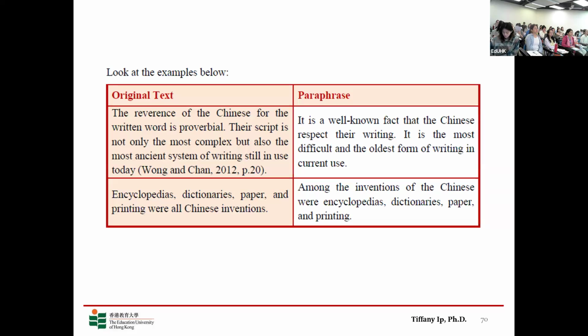So you need to say Wong and Chen, 2012, suggested that. If you're not using any direct quotes, unless you keep something, then you mention a page number as well. So can you please spend a bit of time looking at this original text first? If there are any unfamiliar words, check the meaning.